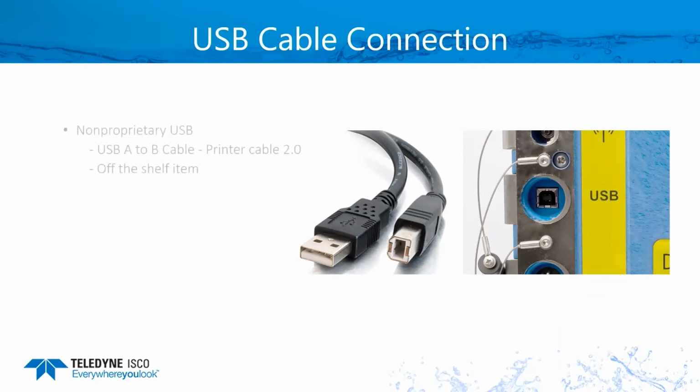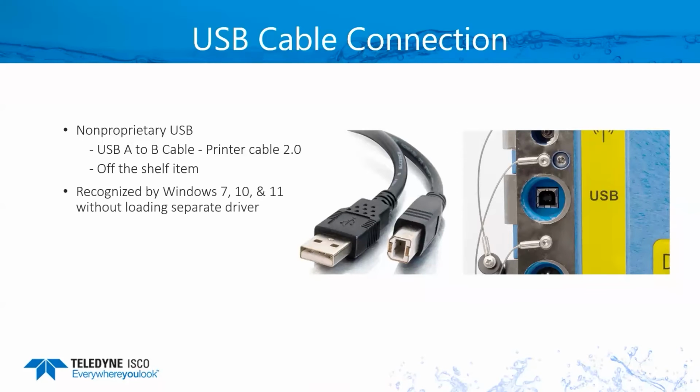Now the USB communications, this is a non-proprietary USB A to B cable. It's a printer cable, so you could go to Walmart, Best Buy, wherever and purchase that cable. We have it for sale also. It's going to be on the ISCO store, or you can contact your local representative to order it. But the nice thing is it's an off-the-shelf item. So if you're out in the field and you break your cable, forget it. At least now you can go someplace local and get the USB cable. You'll notice that the printer cable is more robust than the micro USB cable, so it's great for field use.